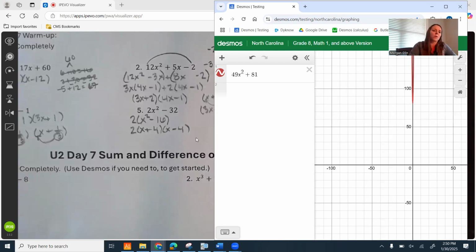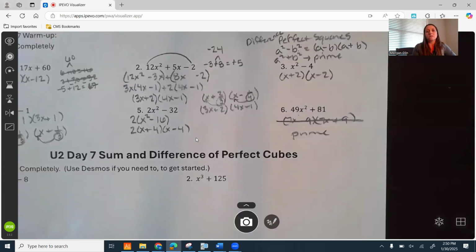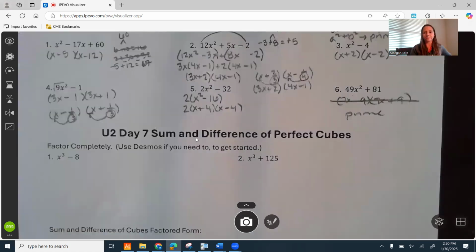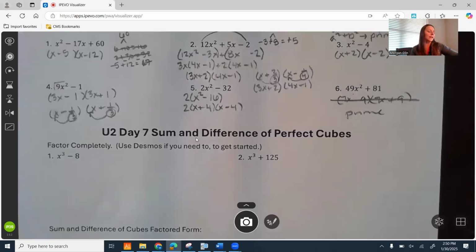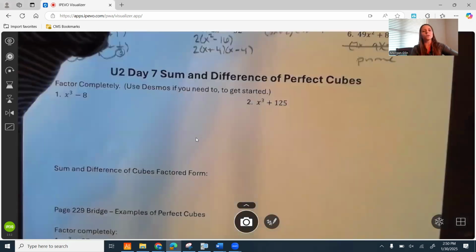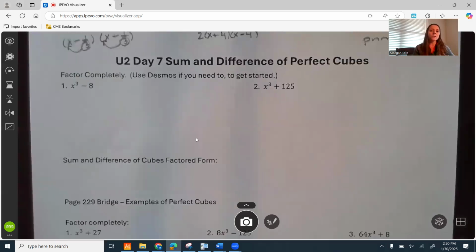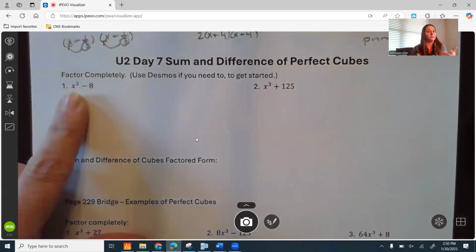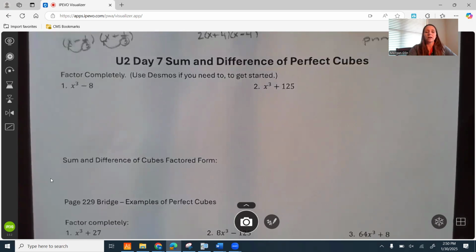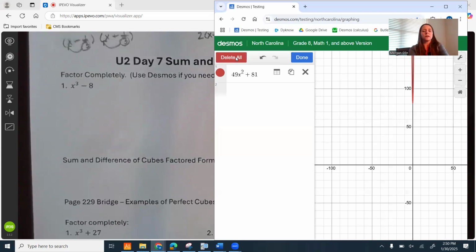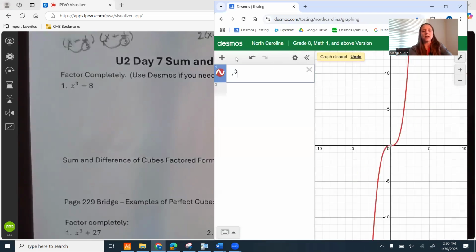All right, and we're going to be talking about those coming up tomorrow or the next day or today in our lesson. So let's go on with our lesson today. We're going to continue and do U2 day 7, sum and difference of perfect cubes. Now the first thing I'm going to start out with, let's factor this completely. Now, did I give you a factor of this? No. So let's start off. If we don't know how to factor that, let's start with x cubed minus 8.